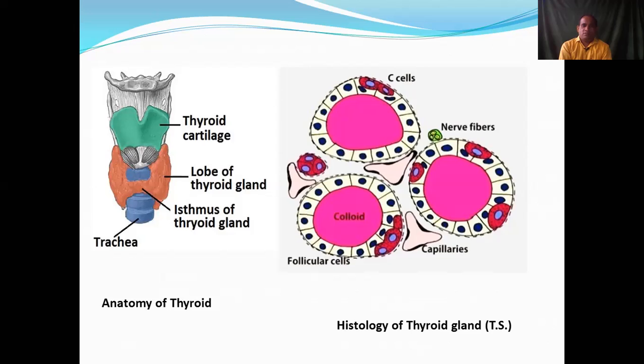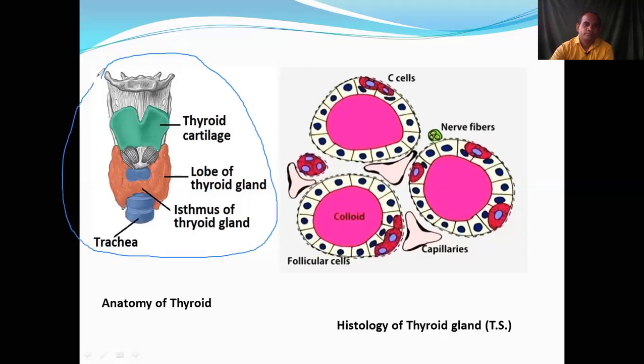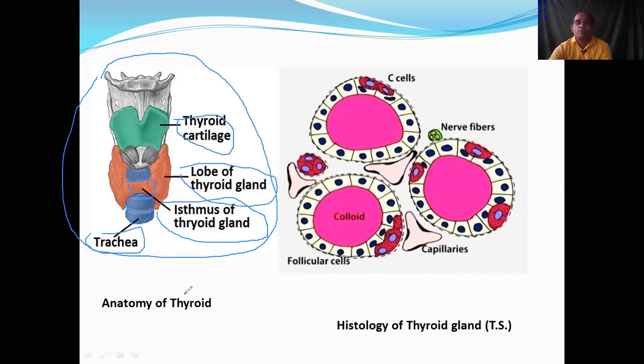This is the structure of the thyroid gland. This is the outer anatomy of the thyroid gland. This is the cartilage of the thyroid gland. This is the lobe of the thyroid gland, and next one is the isthmus. Isthmus is a rod-like, bridge-like structure present between the lobes of the thyroid gland. And this is the tube-like structure, the windpipe. It is called the trachea. This is the anatomy of the thyroid gland.